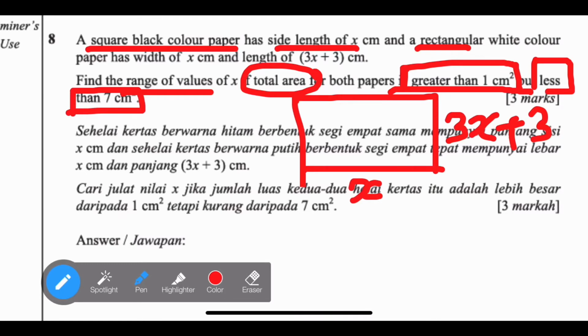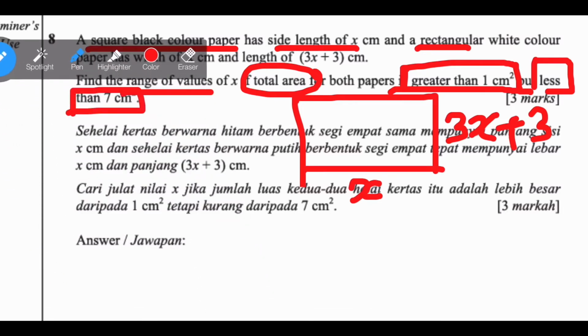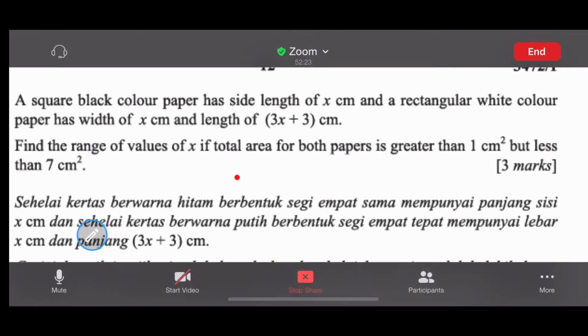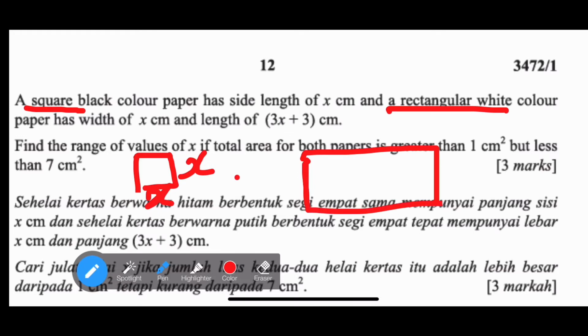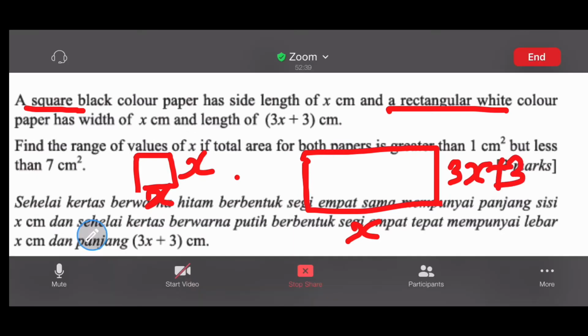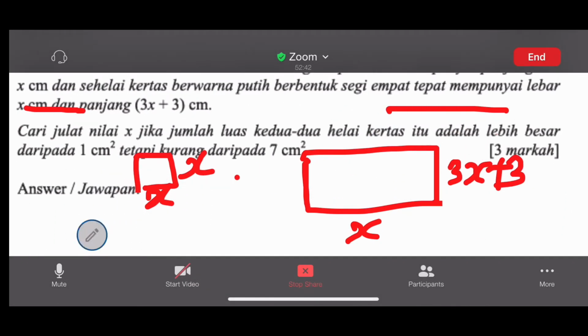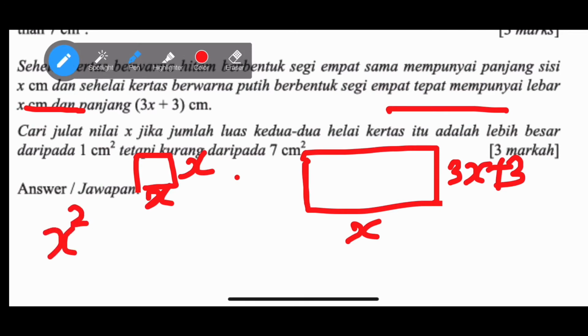Based on the keywords, we will start to do. We have a square with the length x. We have a rectangle with the length 3x plus 3 and the width x. Then we sketch out, then we try to focus on how to do. Again, we highlight the keyword square and the keyword rectangle. Then we draw. That's actually the step for you to understand the question. The width is x, then the length is 3x plus 3. That is the first step.